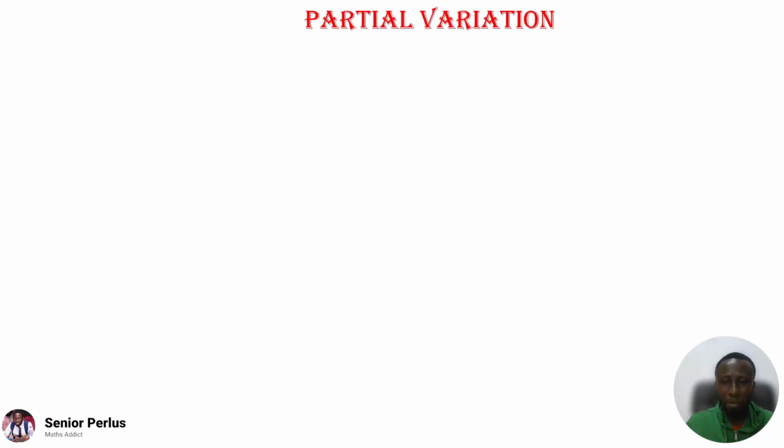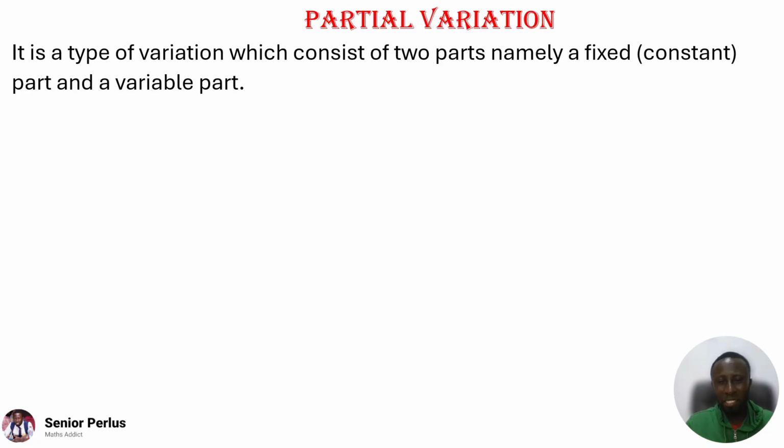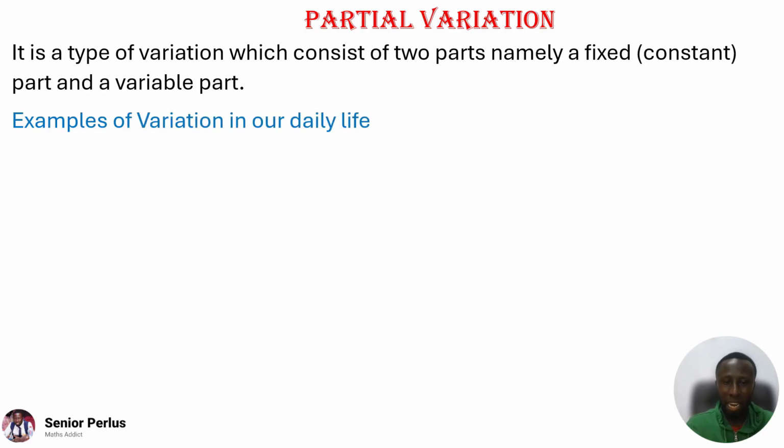Our next type is the partial variation. That's our last type, variation in parts, variation by parts, rather. This type of variation, we normally do it in our daily life, but we never know. It consists of two parts, namely the fixed or constant part and the variable part. And this variation occurs in our daily life.